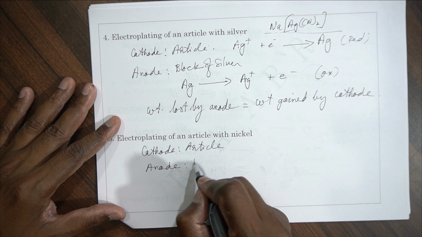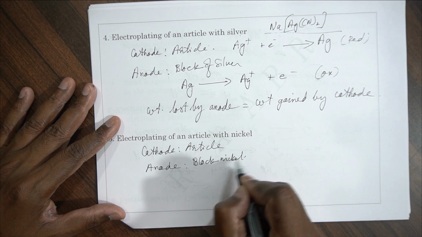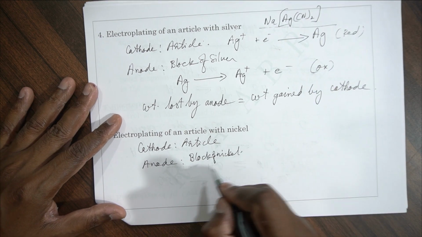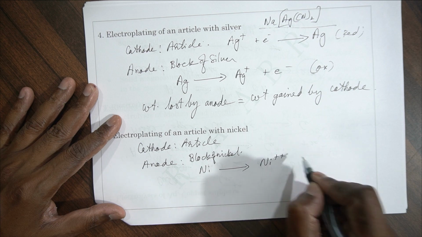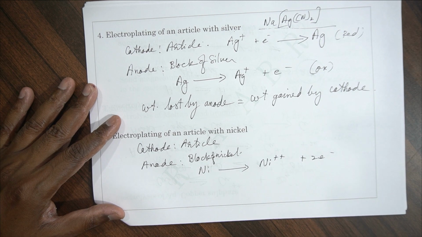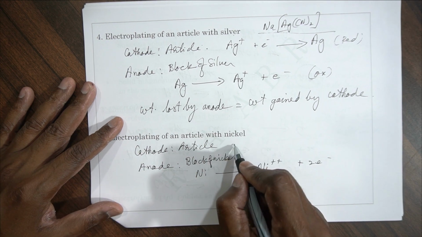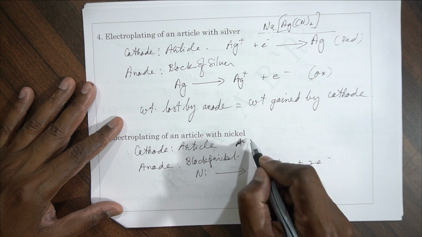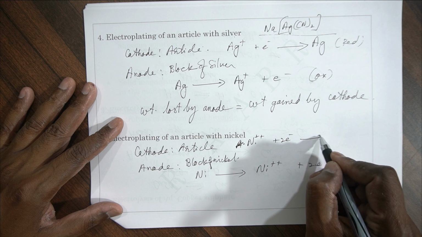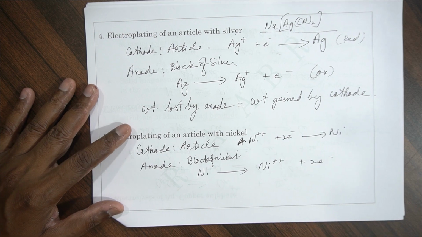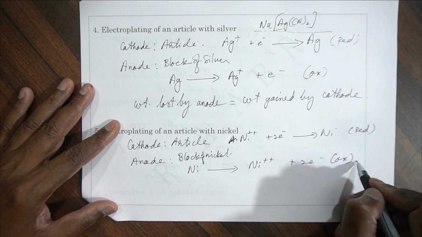We are using a block of nickel because we want to coat nickel, a block of nickel. So what is the reaction? Ni will change to Ni2+ and 2 electrons. It is a dipositive cation. Here it is unipositive. Now at the article, what will happen? The Ni++ ions come here. They take 2 electrons and change to nickel. So this is reduction and this is oxidation.